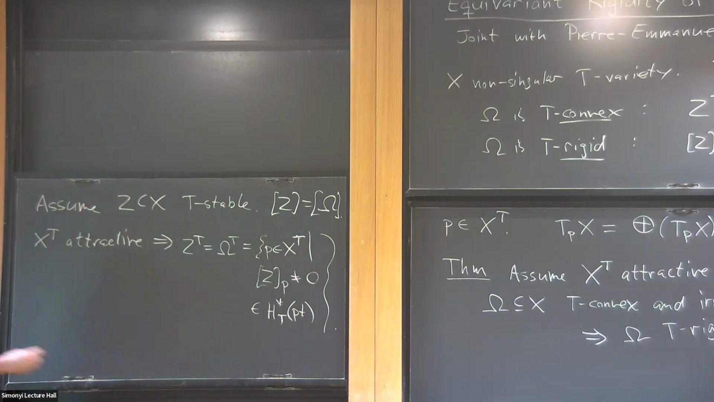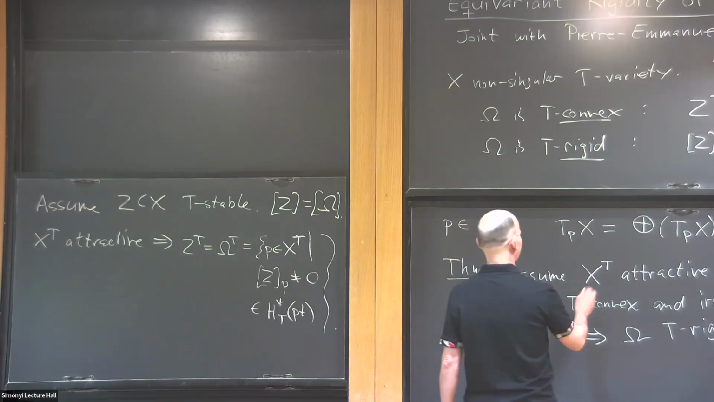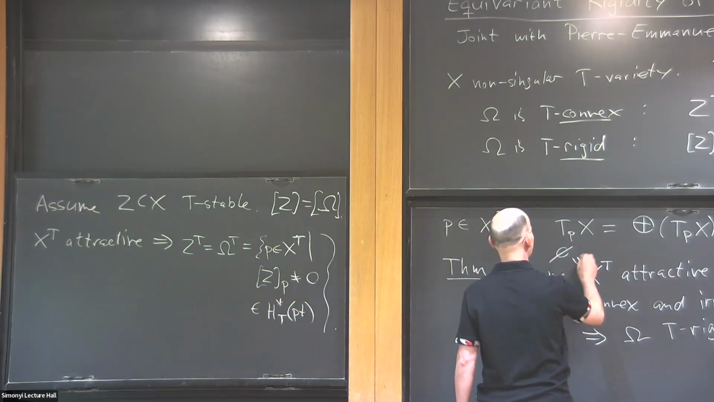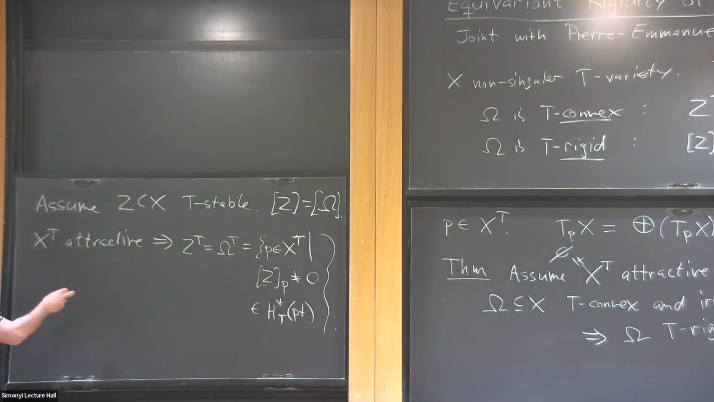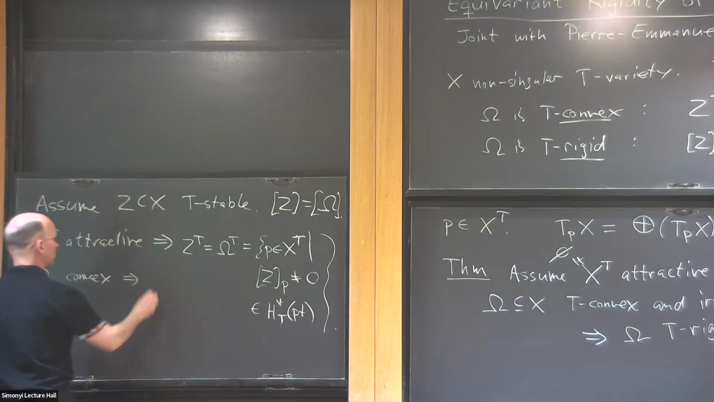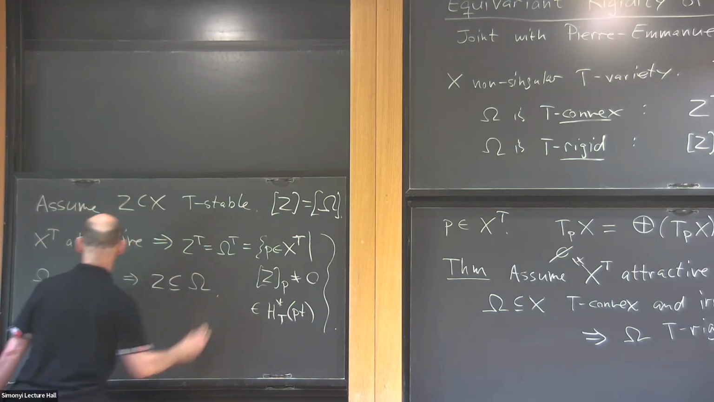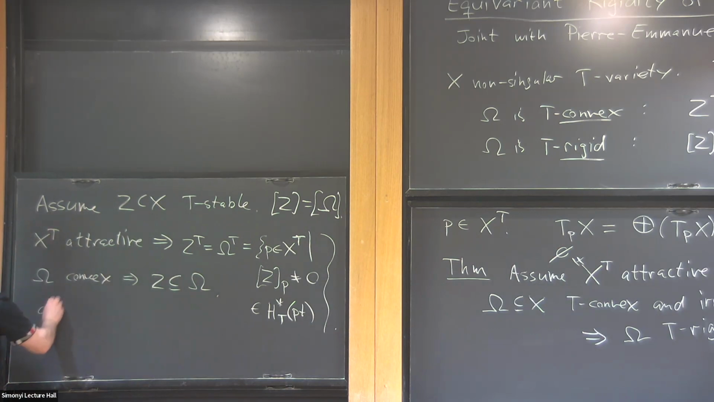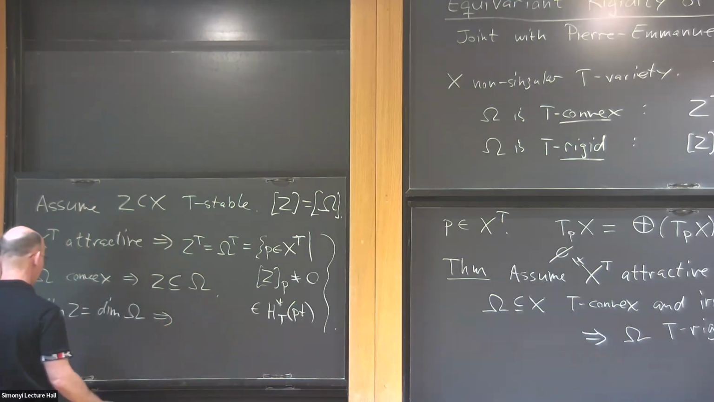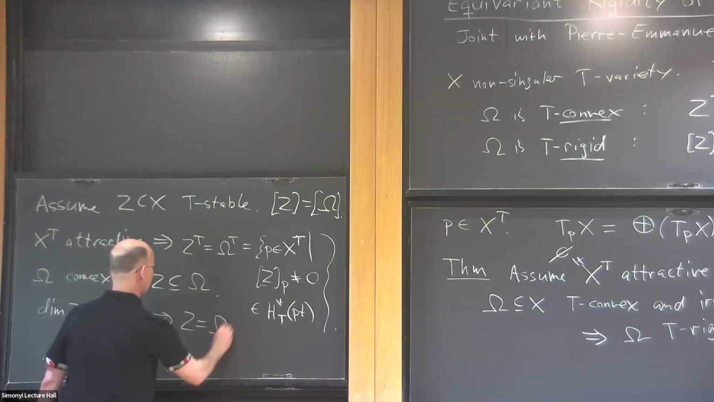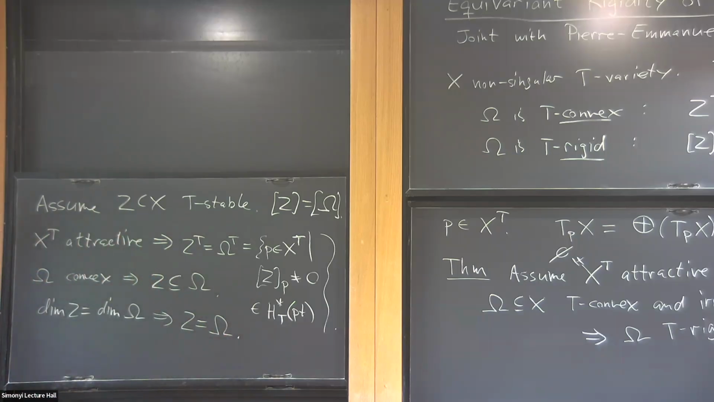And then, I think I want at least one fixed point also to be safe. Yes, so because Omega was convex, that means that Z is contained in Omega. And finally, because they have the same class, we also have that the dimension of Z is equal to the dimension of Omega. And that then forces Z to be equal to Omega, because Omega is also irreducible.